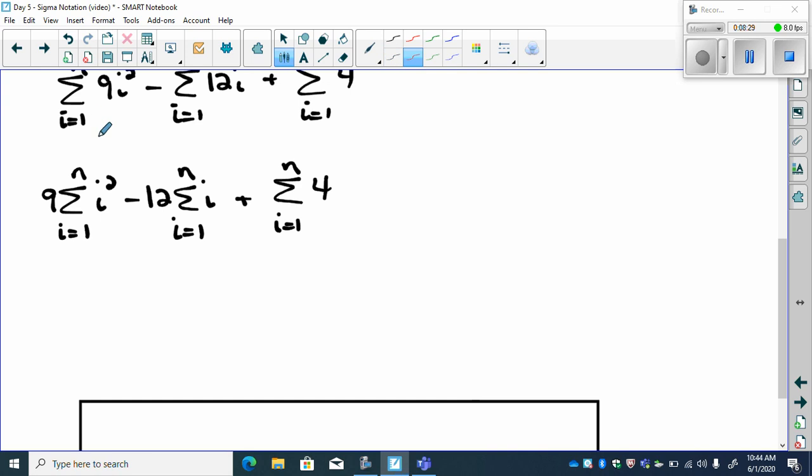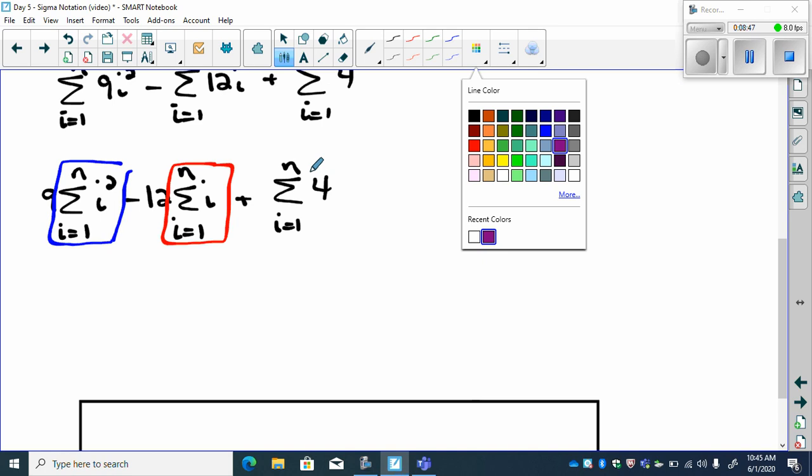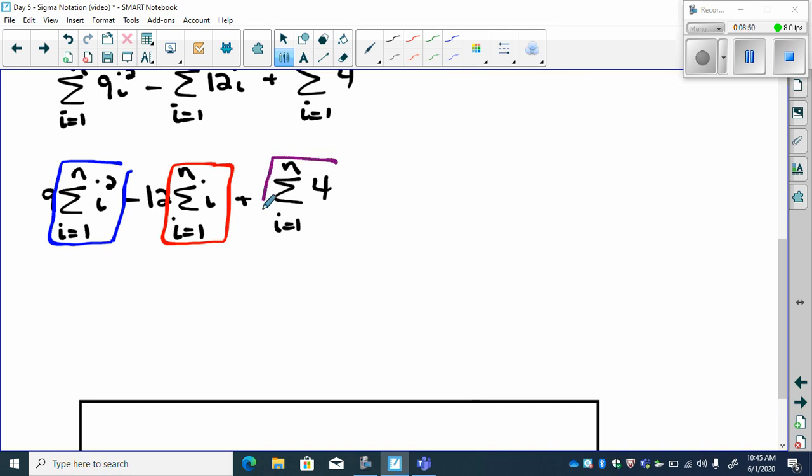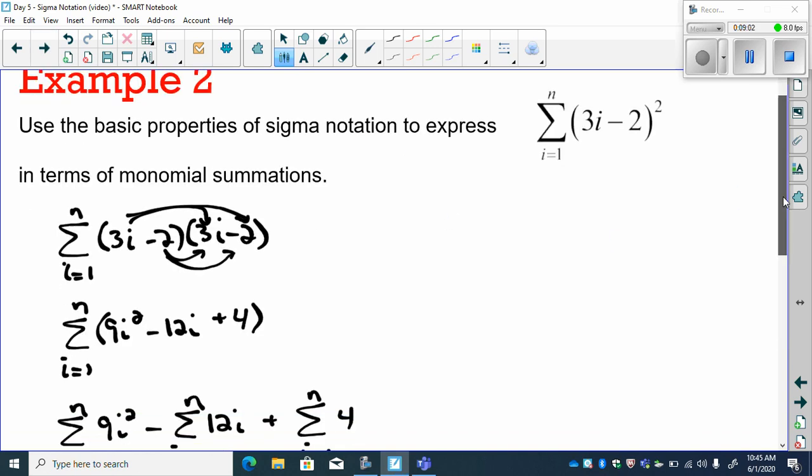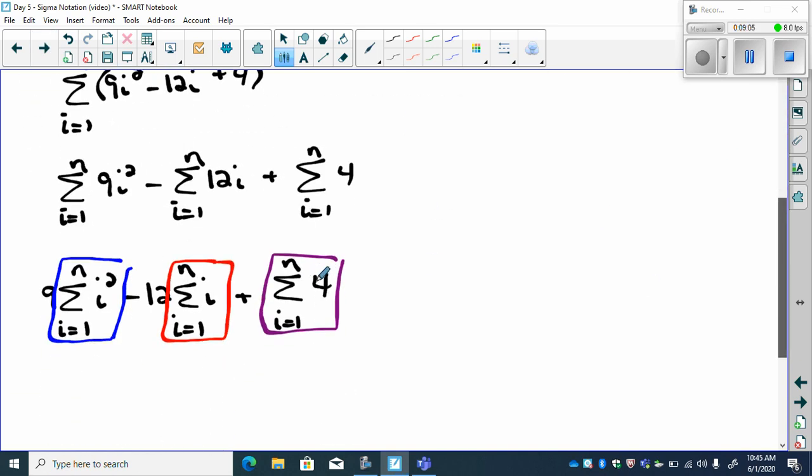But this right here is my linear sigma formula. This right here is my quadratic sigma formula. And this right here is a constant, this guy. So we know what to do there. That's this property or this rule right here. I just multiply the n, my n value on top, by this constant 4. So in this case, it would just be 4 times n.